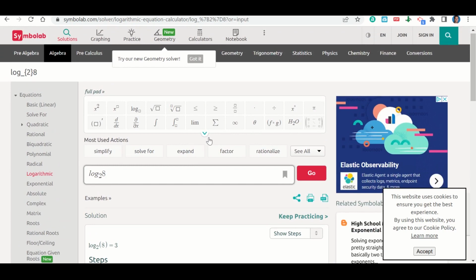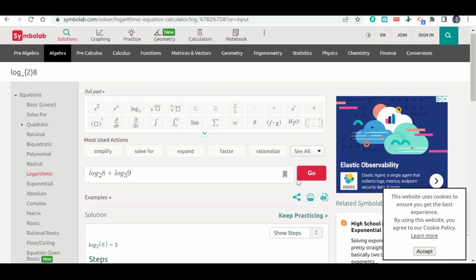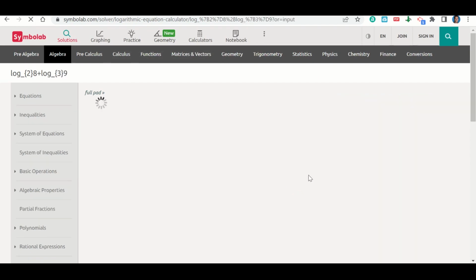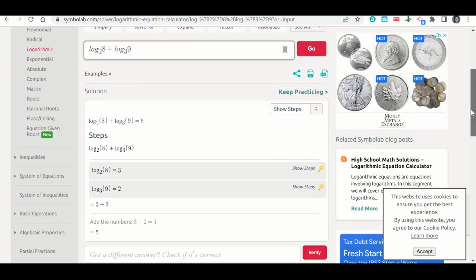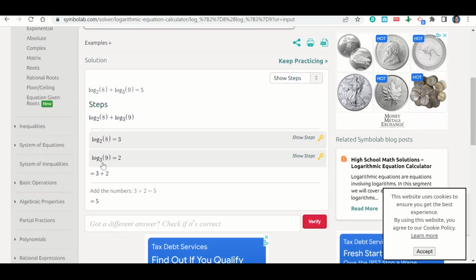Now let's say there was more to it. So let's say it was log base 2 of 8 plus log base 3 of 9. Well, we can go ahead and click go again. And this time it tells me that the answer is 5 because log base 2 of 8 is 3 and log base 3 of 9 is 2. So therefore the answer is 5.